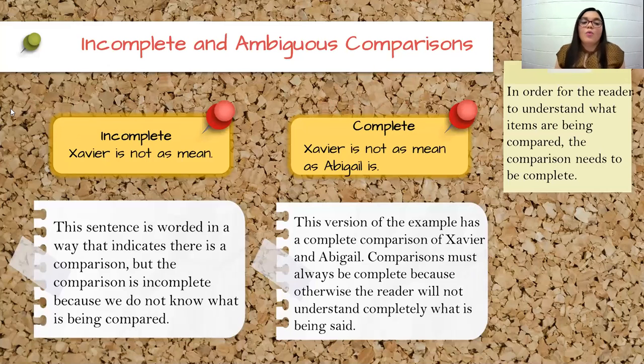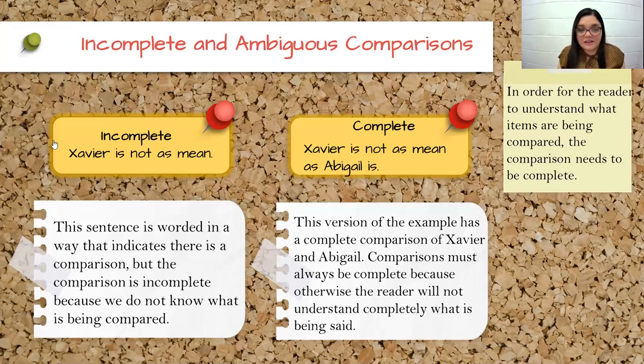Now, talking about ambiguous comparisons is talking about mixed constructions and illogical constructions. Here you see an incomplete and ambiguous comparison. How so? Take a look at this. Xavier is not as mean. As mean as who, or as mean as what? Xavier is not as mean as Abigail is.